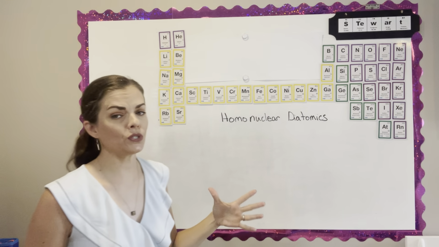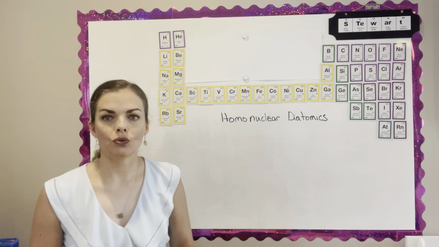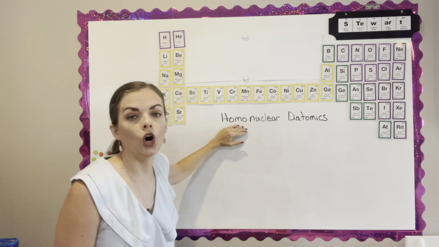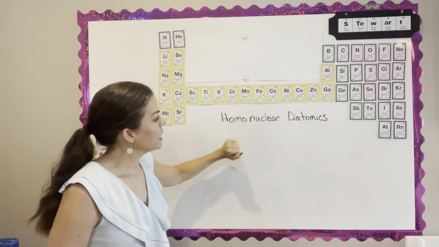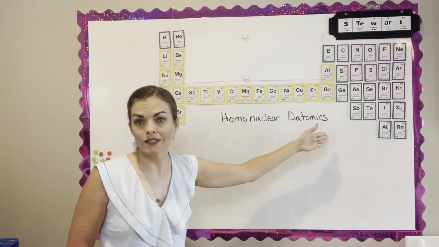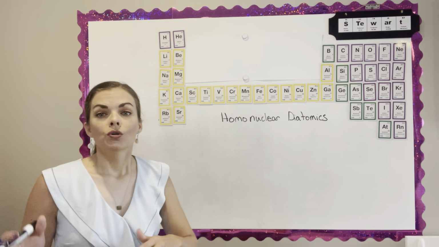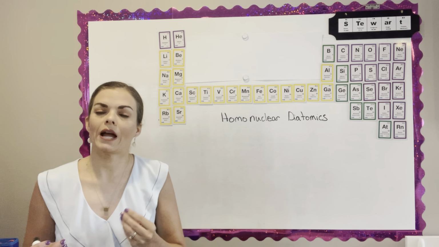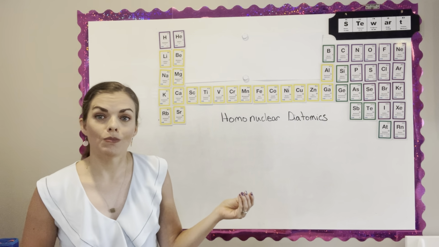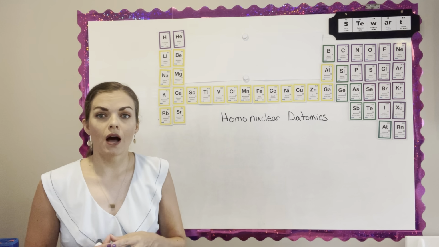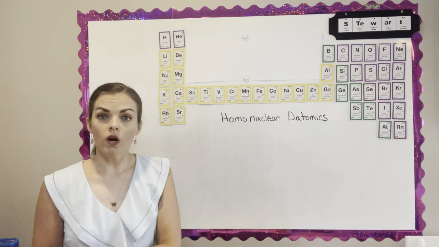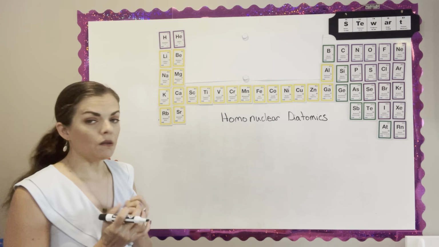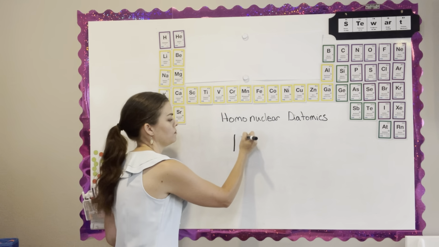One of the first terms you need to be introduced to is called a homonuclear diatomic. If you look at the word, homo means the same, di means two, and atomic is atoms. So basically the same two atoms. Homonuclear diatomics are atoms that essentially do not like to be alone. They are always either in a compound with another element, or if they're by themselves, they're with another one of them.